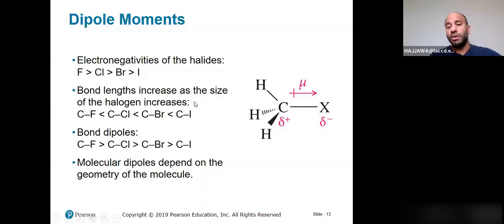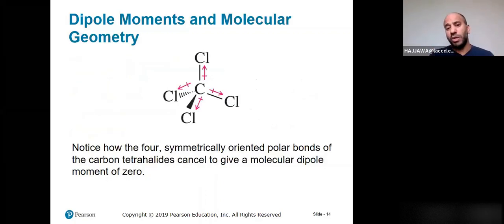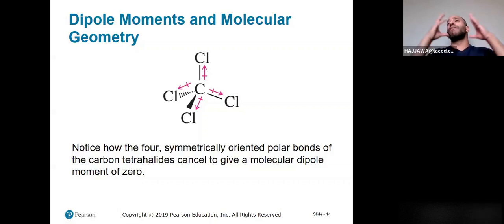Even though we have polar bonds, that doesn't mean the alkyl halides or those haloalkanes have to be polar compounds. It all depends on the geometry of the structure. So here's an example. Yes, every single bond here is polar, but due to the fact that those dipole moments cancel each other out, the overall molecular dipole net is 0. Therefore, it's a non-polar compound. So keep that in mind. Just because I have a polar bond in a molecule doesn't mean I should just label it a polar compound. You have to look at other parts of the molecule as well.